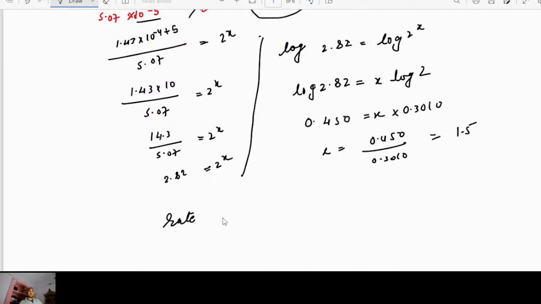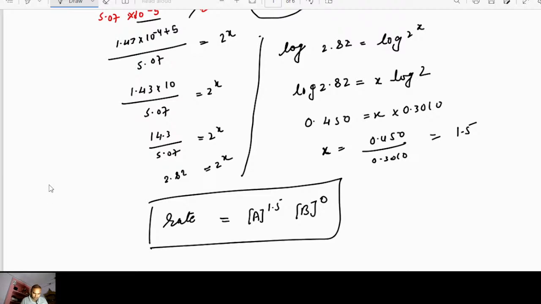So what will be the rate, student, now? Rate: a power x is the order of a, so 1.5, and b power it is going to be 0. You can check the answer also. This will be the order of reaction: with respect to a it is 1.5 and with respect to b it is 0. So this is all about the answer of question number 10.